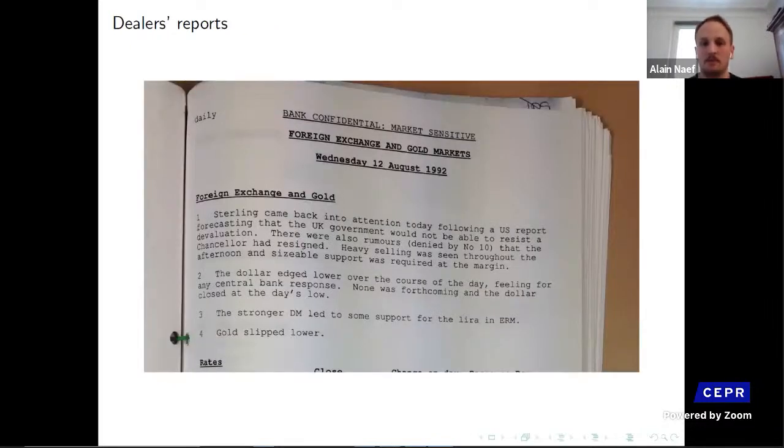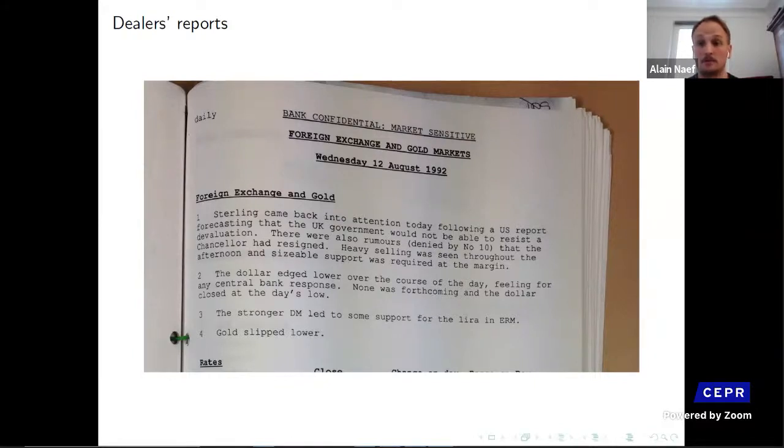So this is an example of these reports, from August 1992. I'm going to read this to you. Sterling came into attention today following a US report forecasting that the UK government would not be able to resist the devaluation. So the dealers picked up that there was a report saying that they would never resist the devaluation, and that's obviously bad news for the pound. And then there were also rumors, denied by number 10, so denied by the government, that the chancellor had resigned.